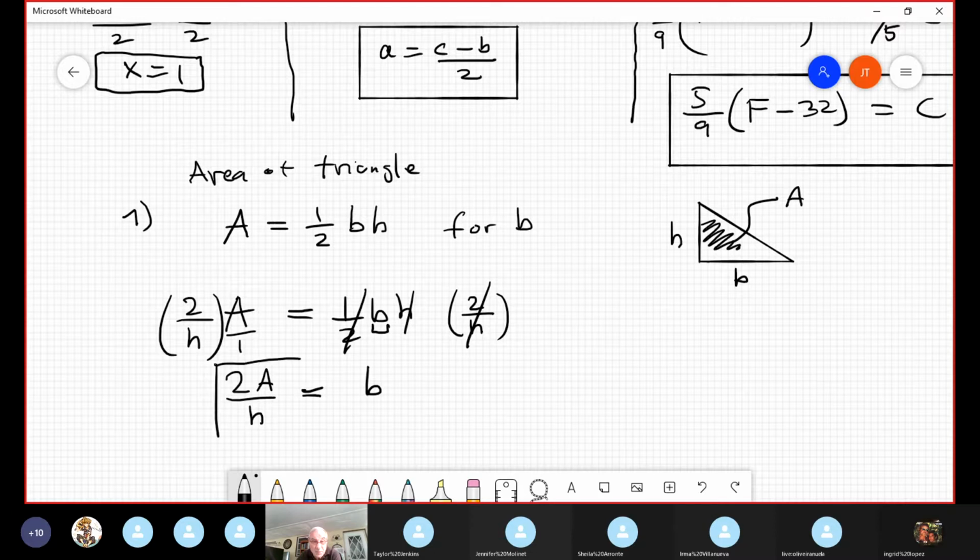And this is my final answer que corresponde with the option. Let me select the option. What is the correct option, guys? 2A/H. See, no? Any question?